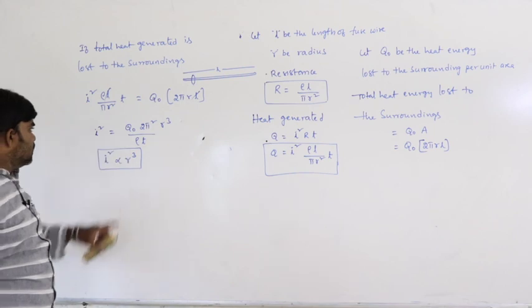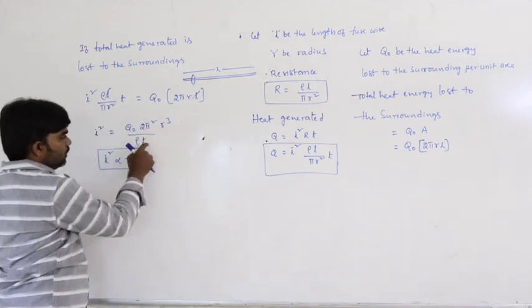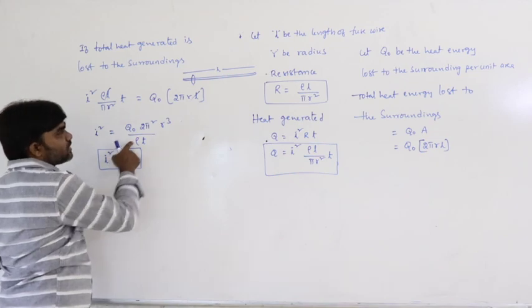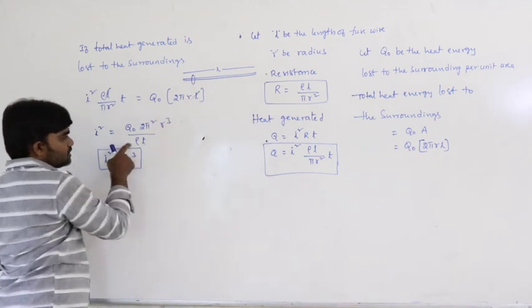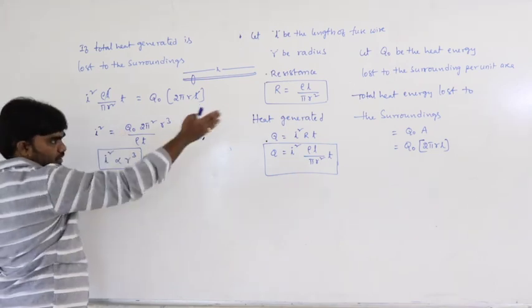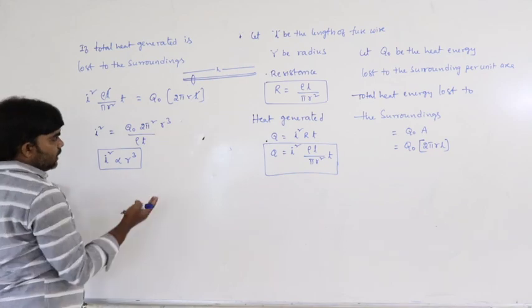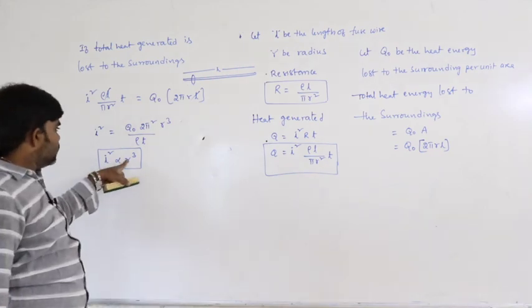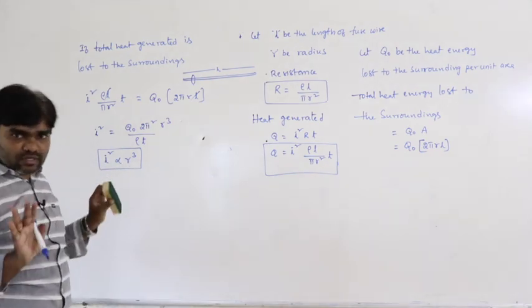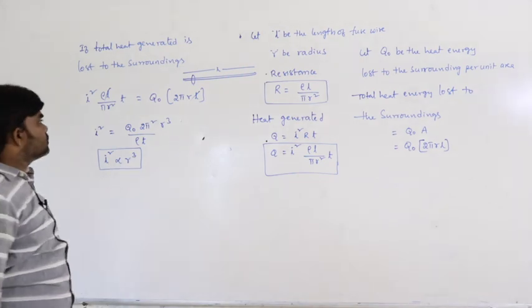So I square is equal to Q naught into 2 pi square r cube by rho T. Rho is the specific resistance of the wire that remains constant. T is the time of flow of current, and Q naught is the heat energy lost to the surroundings. 2 pi square, pi is constant. So I square is proportional to r cube for a certain time. This is the condition.